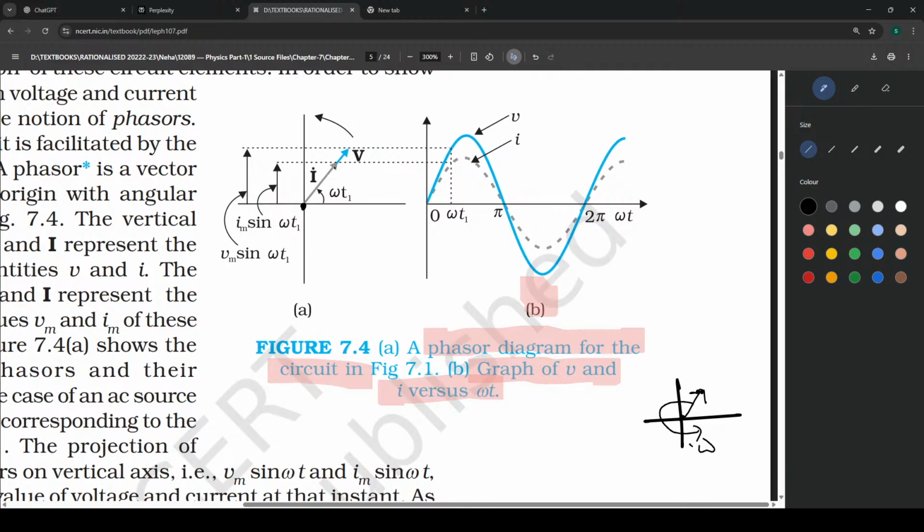But here, in a pure resistive circuit, NCERT says that the current and potential are in phase. What does that mean? It means that at a certain instant of time, both reach their peaks. Here, at pi by 2, both reach the peak. At pi, both reach 0, and at 3 pi by 2, they both reach the absolute minimum value. That means they have the same kind of variation with respect to the same time interval.